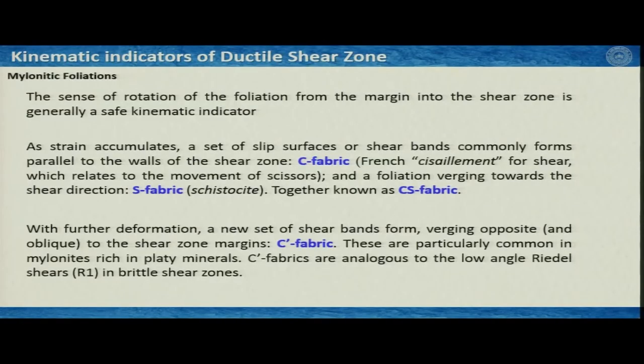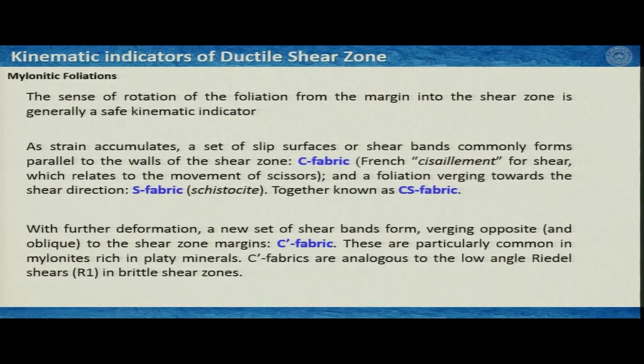And the foliation verging towards the shear direction is known as S fabric, or schistosité, as we talked about. With further deformation, sometimes this C and S become almost parallel to each other. Even in that case, we call it CS fabric or SC fabric, or even if they are at an angle, we also call them SC fabric. This SC fabric essentially would produce a structure which looks very similar to the crenulation cleavage, and we sometimes call it asymmetric crenulation cleavage. We'll see this later.